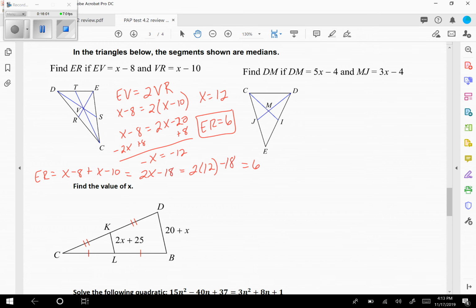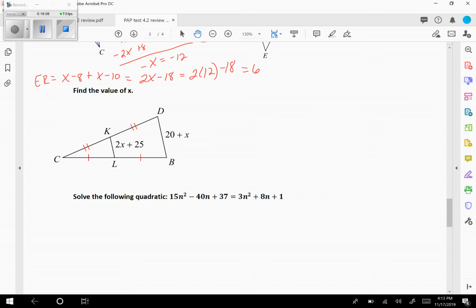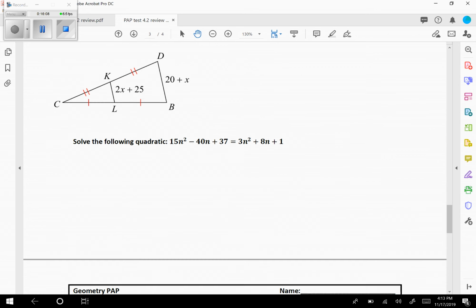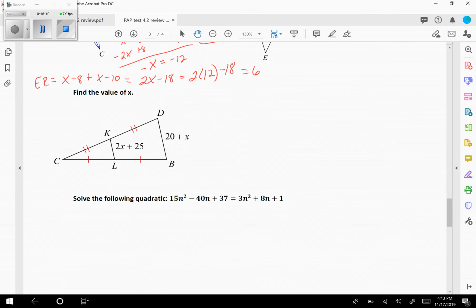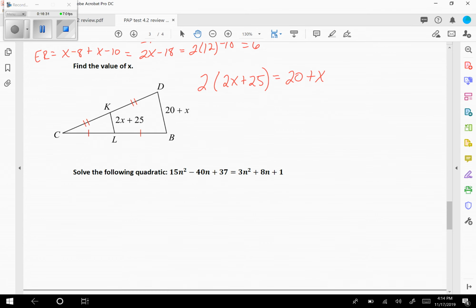Okay, next couple ones here. It says find the value of x. All right, remember this is a mid-segment, so you have to do 2 times the middle part is equal to the whole thing here. So I'm just going to help you set that up. So 2 times is 2x plus 25 is equal to 20 plus x. And then y'all will have to solve that for x.